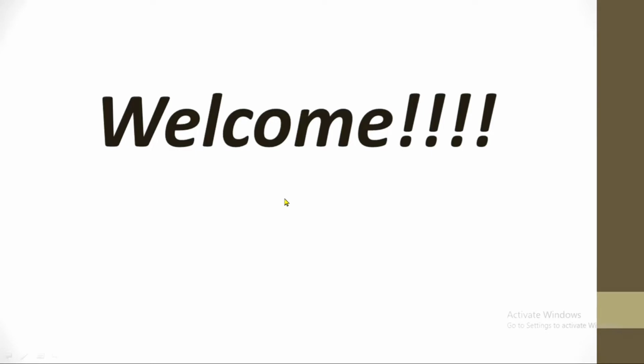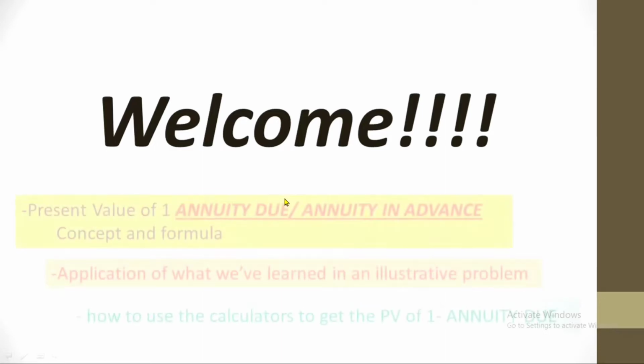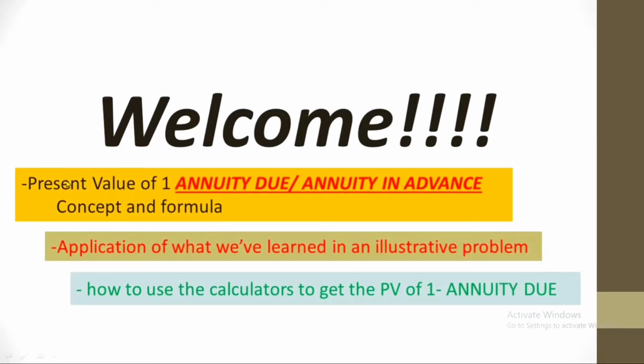So, this is already episode 4 of the present value series, and today I'm going to talk about the present value of one annuity due or annuity in advance factor. The same with the flow in the previous episodes, we are going to talk about the concept and the formula first. And then, we are also going to talk about a sample illustrative problem and we are going to solve it to apply what we will be learning later.